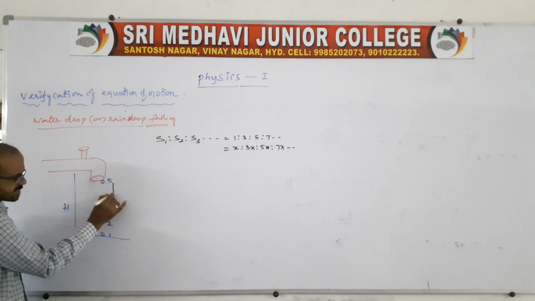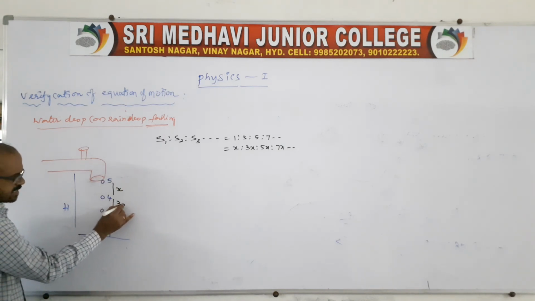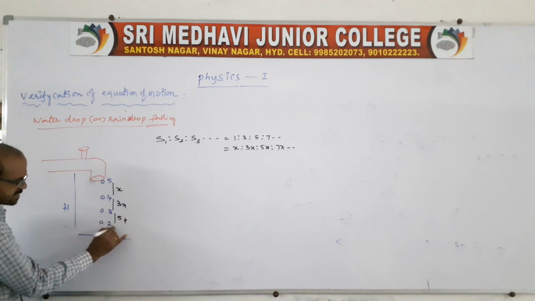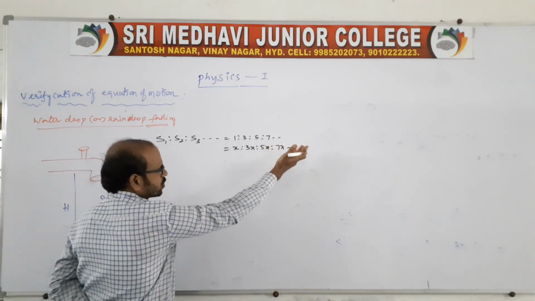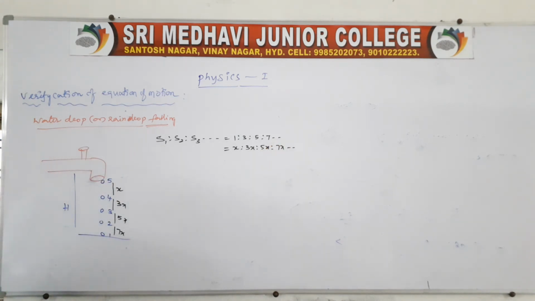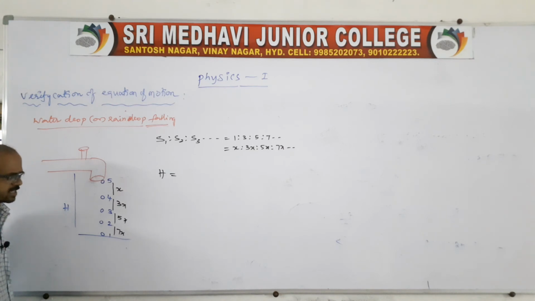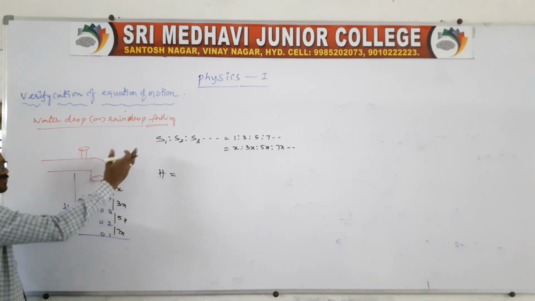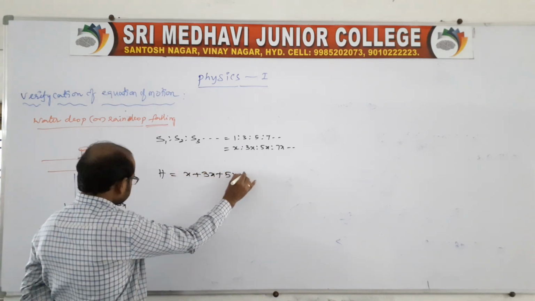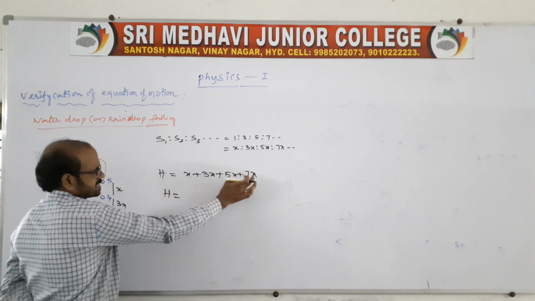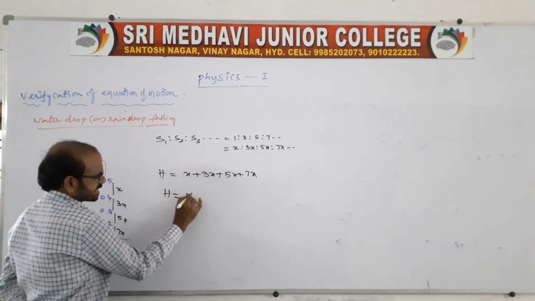You take the distance between the fourth and fifth drop as x, the next distance as 3x, the next as 5x, and the next as 7x. Suppose if 6 drops are there, then you take 9x, and if the next drop is there, then 11x, and so on. So the total height of the tap will be h, because we don't know the distance between the successive drops, so you take the ratio for the freely falling body: x plus 3x plus 5x plus 7x. So h is equal to 7x, 5x, 3x and x. If you add these, we will get 16x.